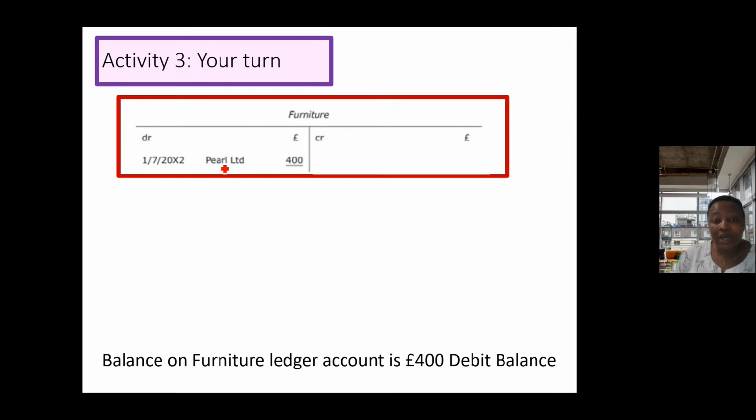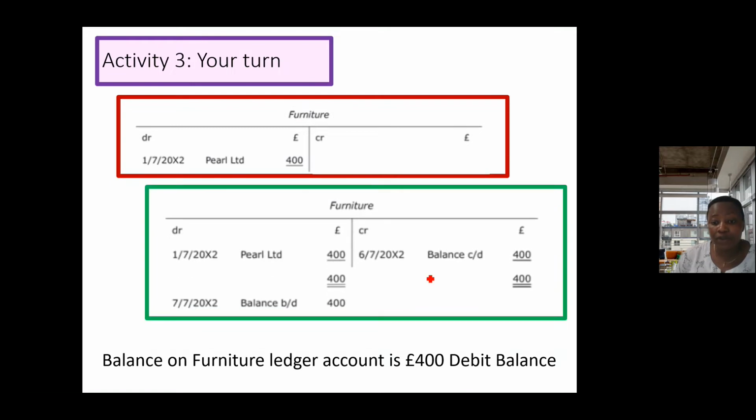If we go to Pearl Limited, we're going to see this amount in their trade receivables account. Sorry, trade payables account, trade payables. But both sides are not equal. So 400, it means our balance carried down here will be 400, and our balance brought down would also be 400. So balance carried down 400, balance brought down 400. Furniture account has a debit balance.